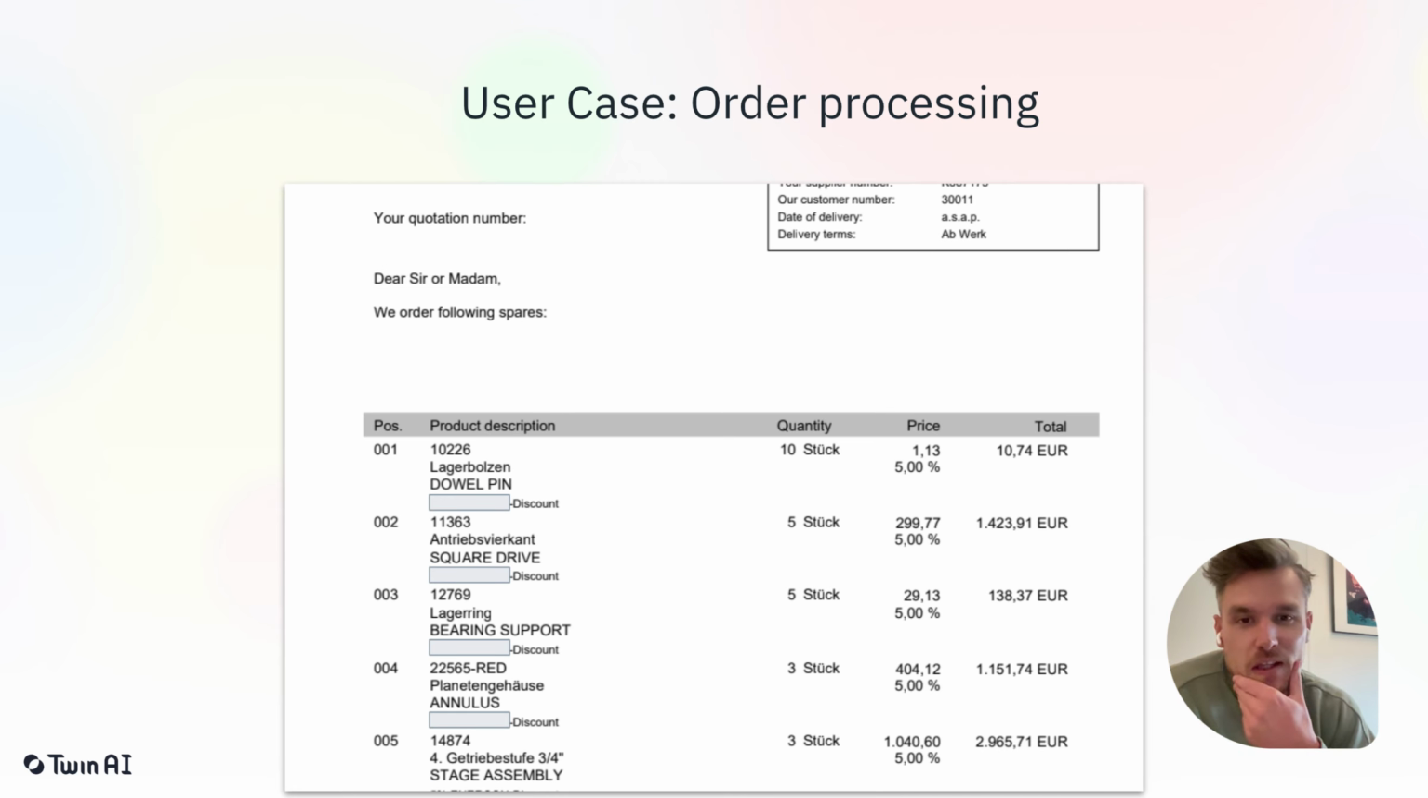This is another client. They have 8,000 order lines on a monthly basis. The order line is the number you can see in the file. So the first number is 10226. They manually write this code in the system. Then they write the price of the article they're going to buy and then the total price. That's human labor at the moment, costing a lot of time.